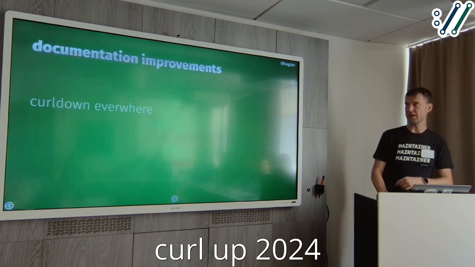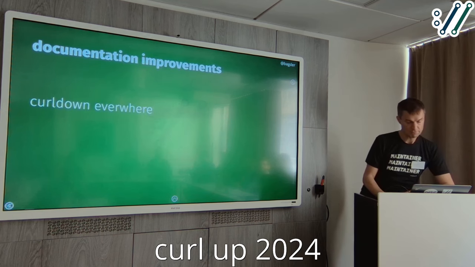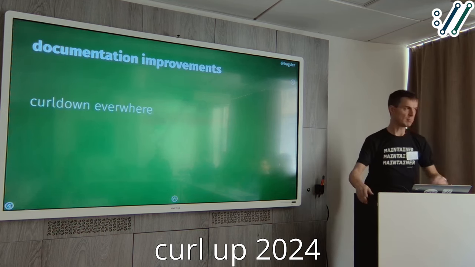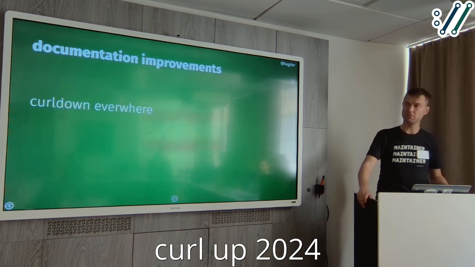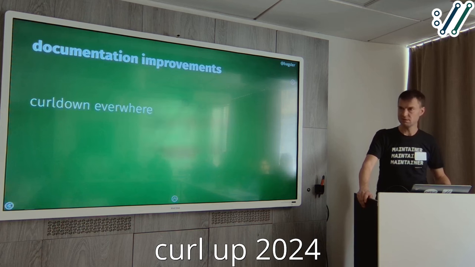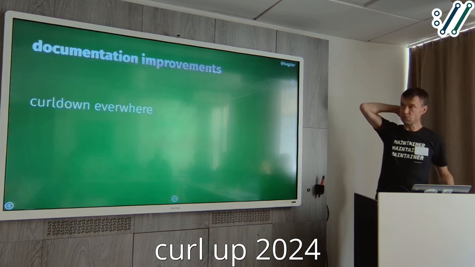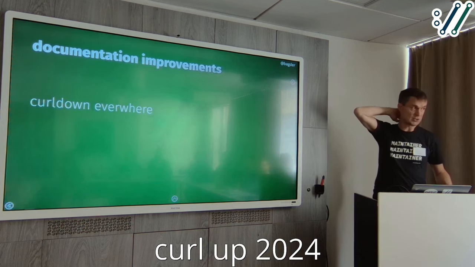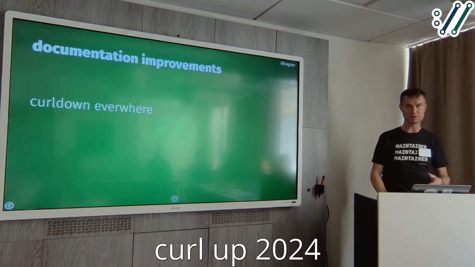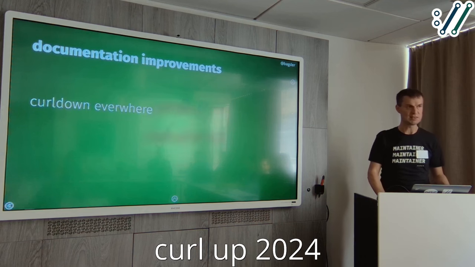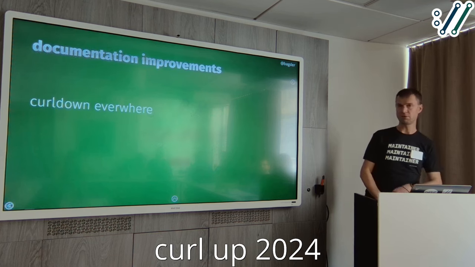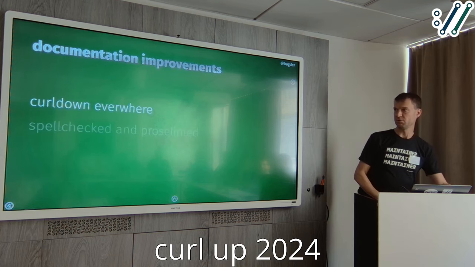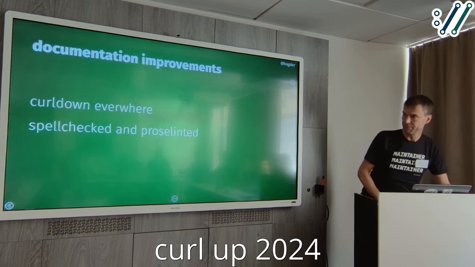But the documentation stuff, I call it curldown, but it's almost markdown, right? I didn't call it markdown, but we're using the .md extension, so it's more markdown everywhere in curl documentation, which I think has already proven good because people are more keen on actually contributing to the documentation now. It's easier to read and easier to edit and everything. I think it's good. It was a massive commit there. Took me a while to fix that.